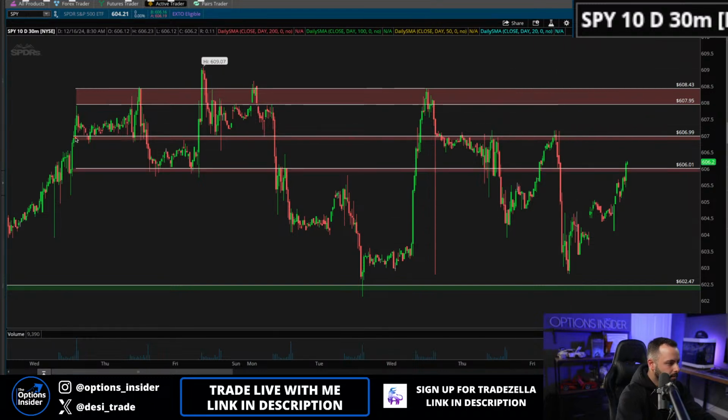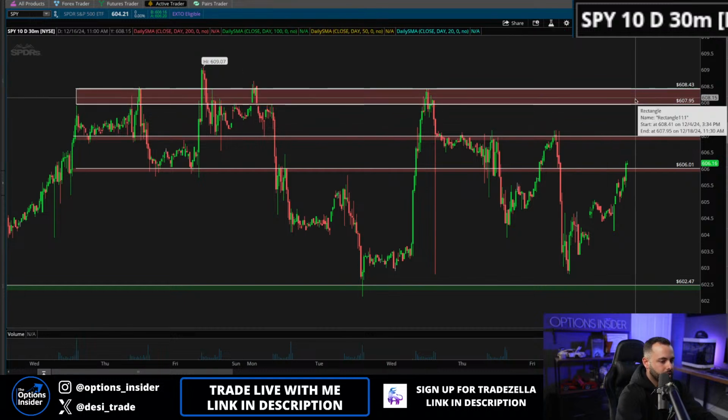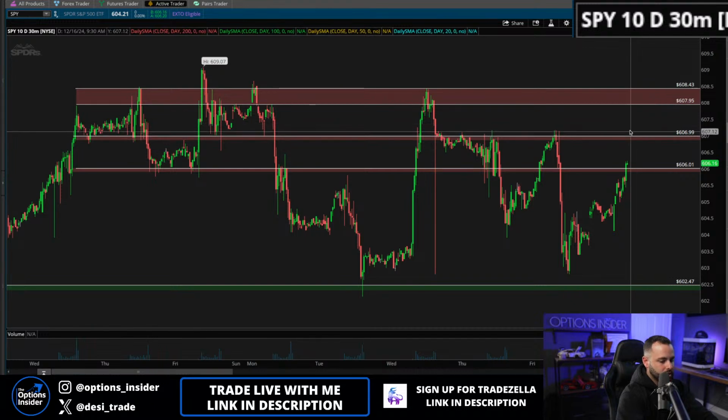So if you can get over 607 and hold above it, it's a good step in the right direction for that upside continuation. Of course, you still need to be aware of the highs, which is 608, 608.50, right? You still have that very clear triple top, quadruple top at this major supply high. That's still there, so that's something to still pay attention to.